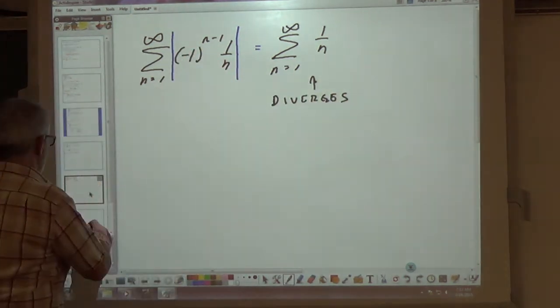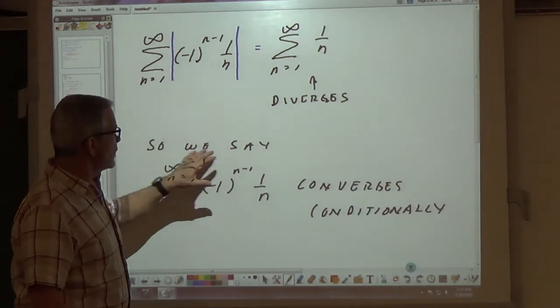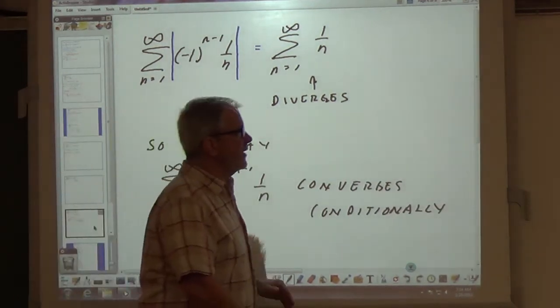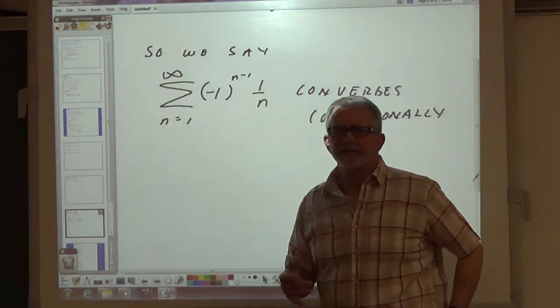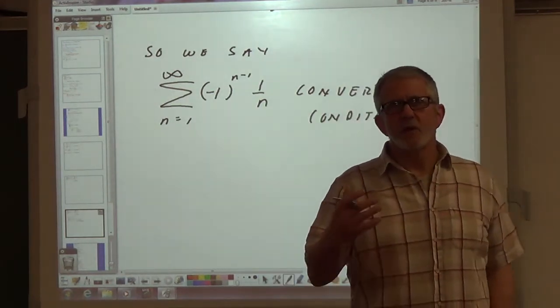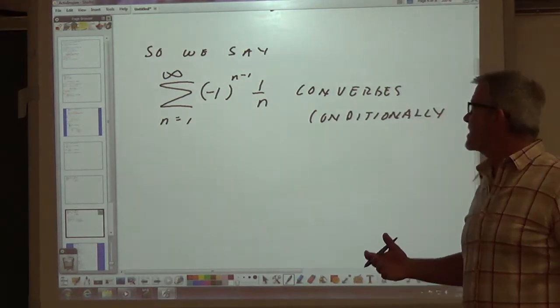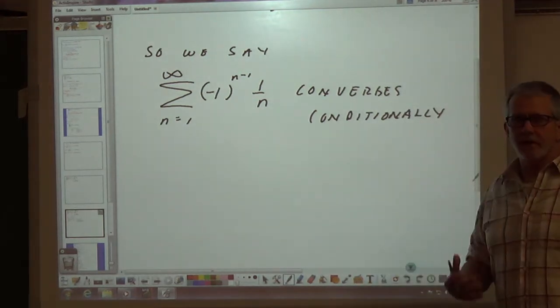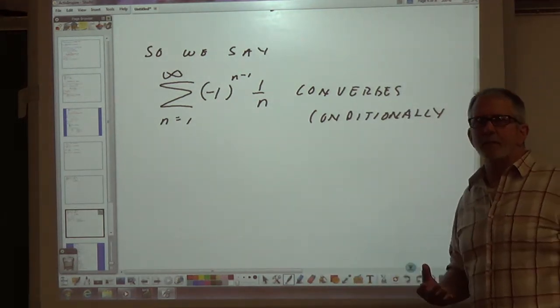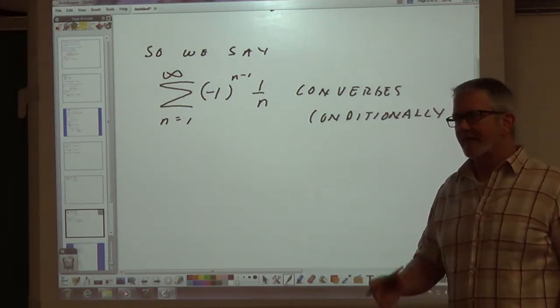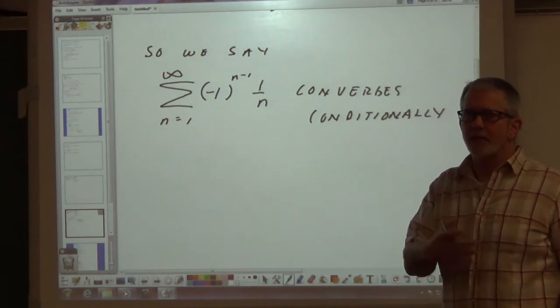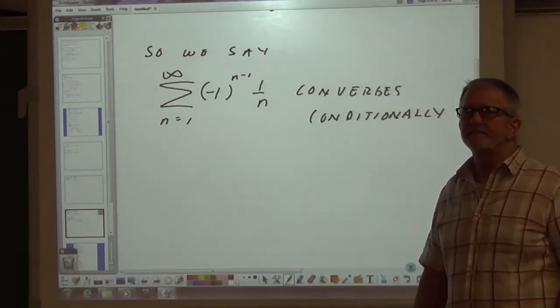So what do we say? We say that the alternating harmonic series that we showed in the previous slide was convergent, and we say that this particular series converges conditionally. That's a nice example of what it means to converge conditionally. So we have absolute convergence, and now we have conditional convergence.